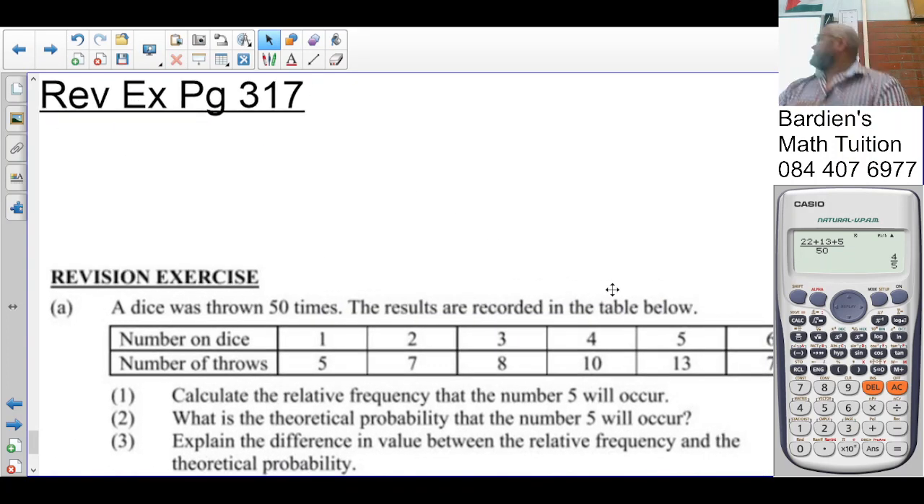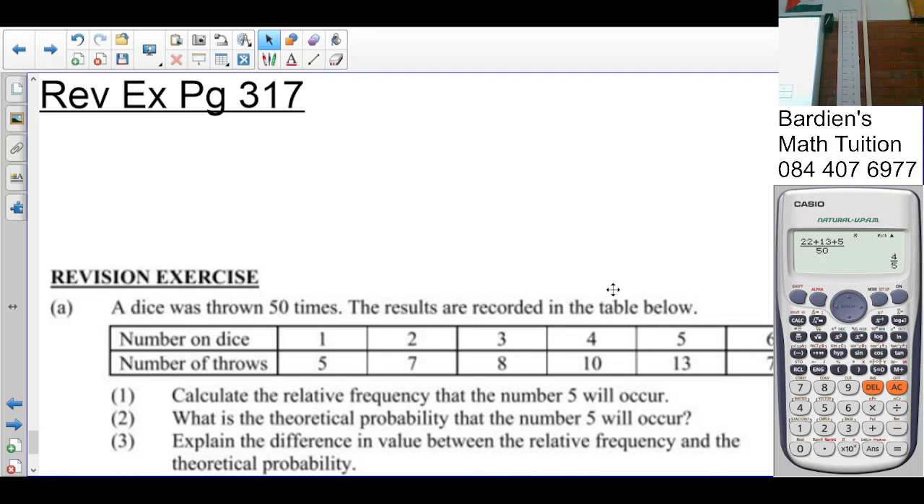So the first question says that a dice was thrown 50 times. The results are recorded in the table below. The number 1 occurred 5 times. Number 2 occurred 7 times. Number 3, 8. Number 4, 10. Number 6, 13, and number 5, 13. Okay. So the question says calculate the relative frequency that the number 5 will occur.